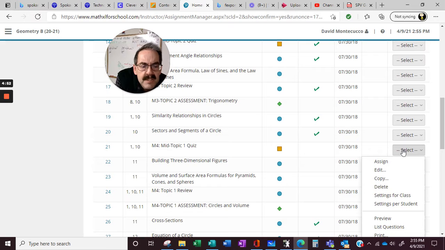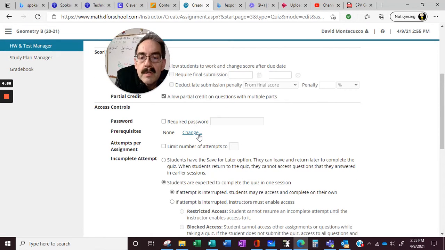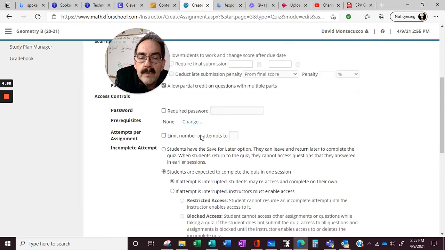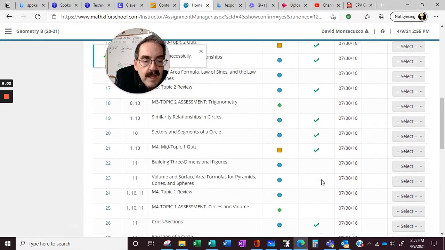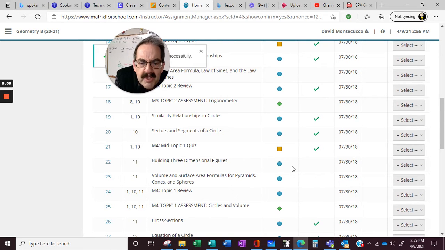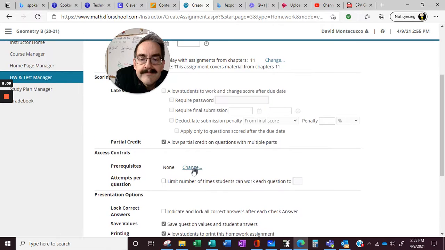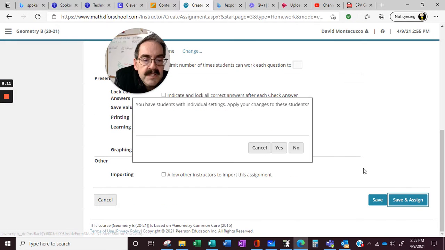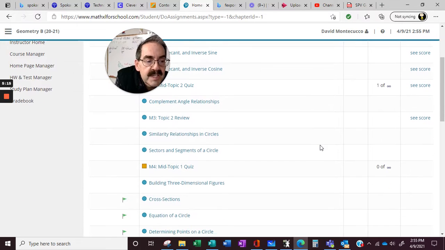Topic quiz. And then build 3-dimensional shapes. I like that. Okay, so there's no requirement. No prerequisites. Let's assign it. And we'll do one more. Build three-dimensional shapes. All right. Okay, and there's no prerequisites. Okay, so let's go click Homework and Tests.